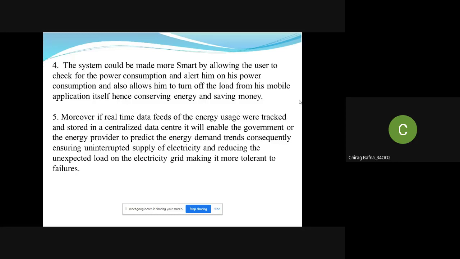And also one more thing is that if we go out from our home, we can definitely turn off the load from our mobile application itself. So this is nothing but we save money from this.